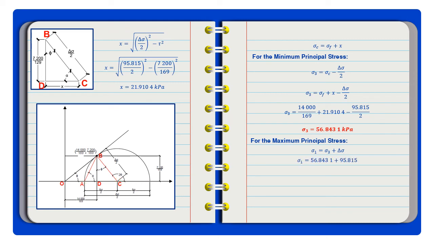So, that will be sigma 1 is equal to 56.8431 plus 95.815. So, your calculator will give you sigma 1 is equal to 152.6581 kilopascal. So that will be the principal stresses na required sa ating kuhanin. So kinuha lang natin siya through the segments na binigay sa atin nung Mohr column failure diagram.